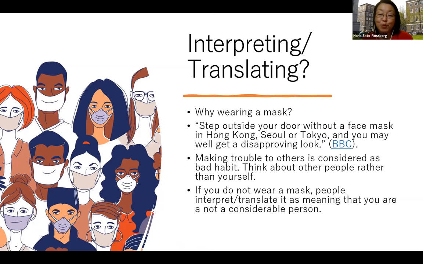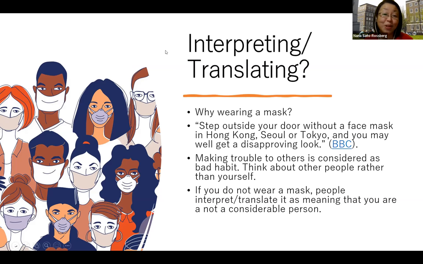So if you don't wear a mask in Japan or Hong Kong or Seoul, people interpret it to mean that you are not a considerate person. So there is a discontext. And imagine if you have to translate some text which refers to masks, written in Japanese or Chinese, into English. But actually, the philosophy or culture behind it is very different, I believe. And how would you translate this context or philosophy behind? Because if you translate just word or sentence, your audience will not get what you really want to write or translate.